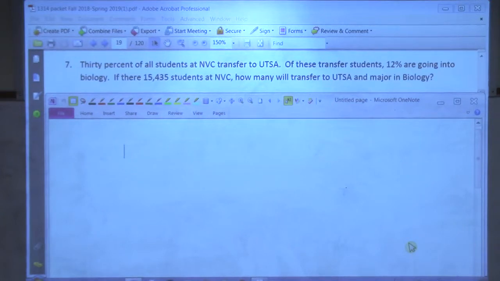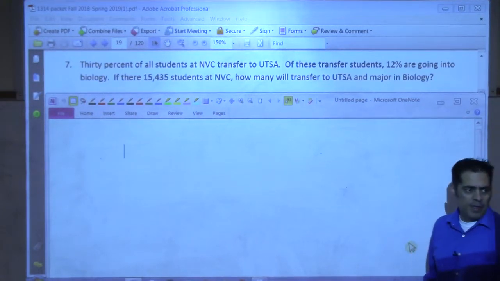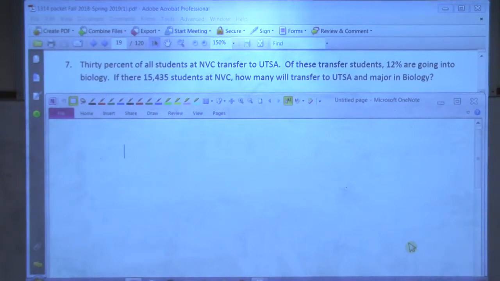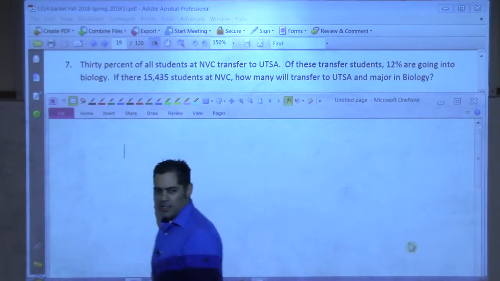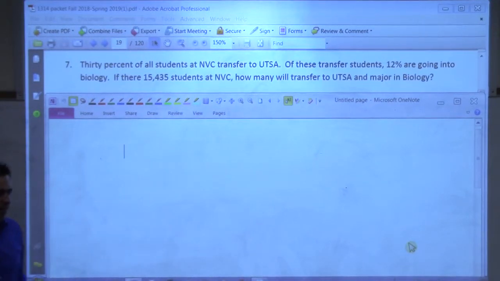30% of all students at Northwest Vista College transfer to UTSA. All right, that's the first statement. Of these transfer students, 12% are going into biology. If there are 15,435 students at Northwest Vista College, how many will transfer to UTSA and major in biology? Does that seem a lot different than what we've just done? Yes? Yeah, because it's the 12% of the 30.